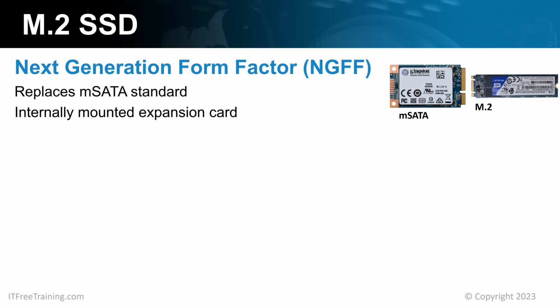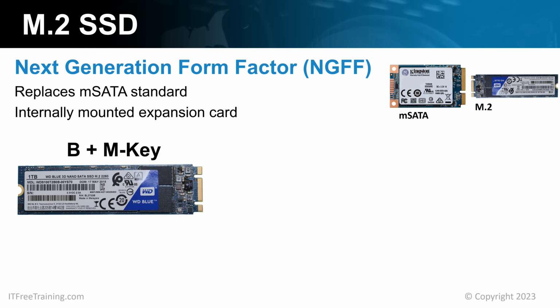M.2 keys nowadays are essentially sold in two different types. The first is B plus M key. M.2 used a notch system in order to determine which connectors the expansion card could be put into. In this example, you can see a notch at the top. This is called the B notch. The position of the notch from top to bottom is in alphabetical order. This will make sure that an M.2 expansion card can only be placed into a connection that supports it.